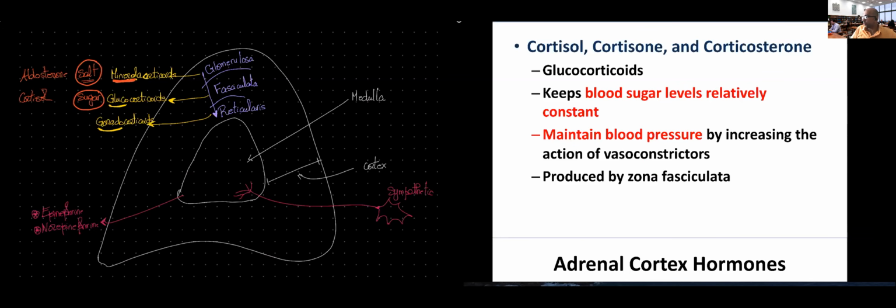What other functions do you know of the cortisol? Why do you use cortisol as a treatment? Did you ever go and get hydrocortisol cream or ointment from the pharmacy? What do you use the cortisol for? Itching, right? To reduce inflammation. So the main function of the cortisol in terms of immunity is the reduction of inflammation.